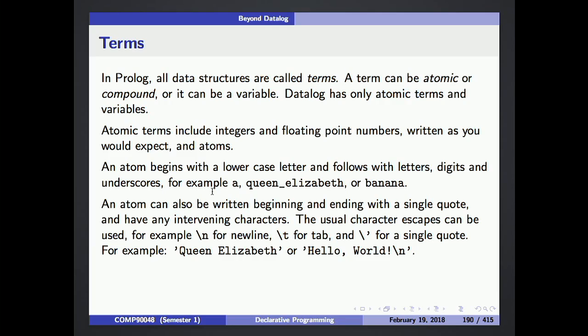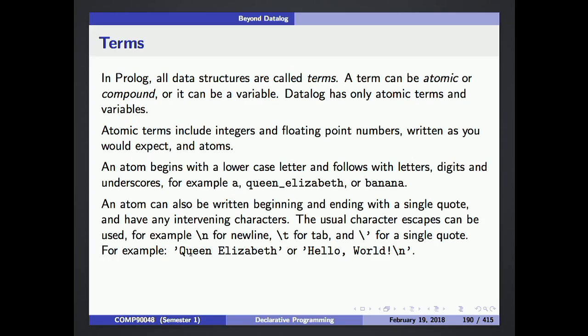And then an atom, these sort of constants we saw before, the rules for that are they start with a lowercase letter, and they're followed by letters, digits, and underscores. So Queen Elizabeth, we've already seen, banana, these kinds of things. And as I pointed out last time, it's kind of the opposite of Haskell. In Haskell, when we write a data constructor, it always starts with an uppercase letter. In Prolog, when we write data, it starts with a lowercase letter, and when we write a variable, it starts with an uppercase letter.